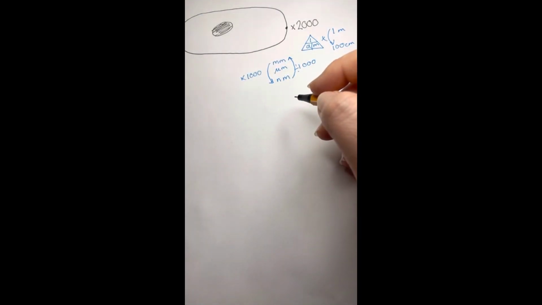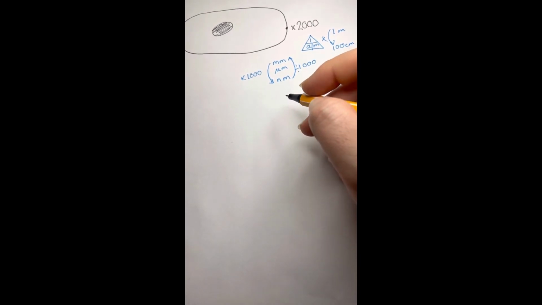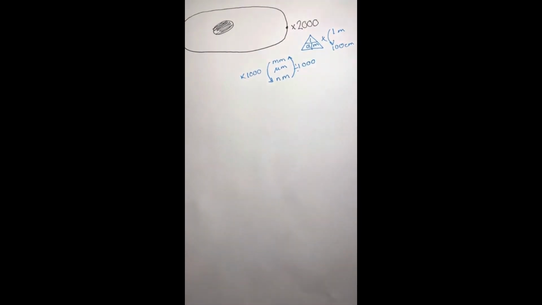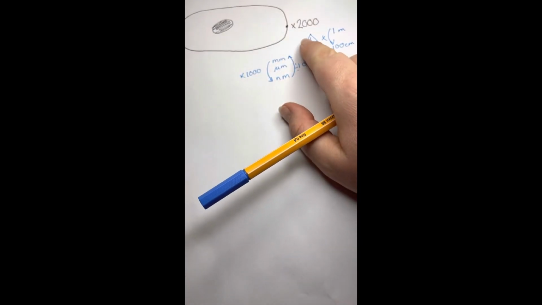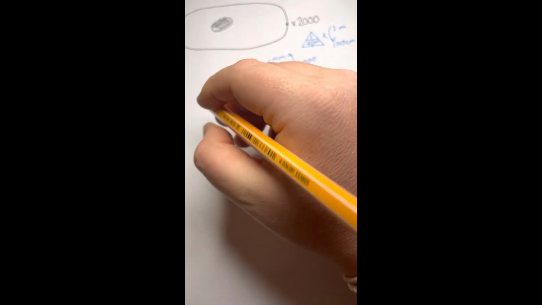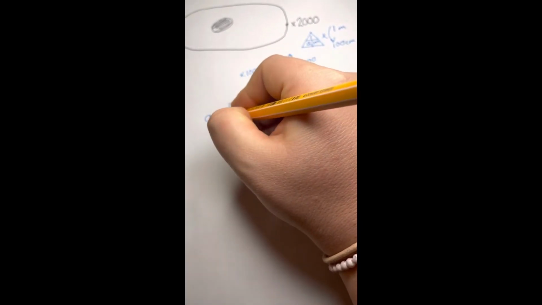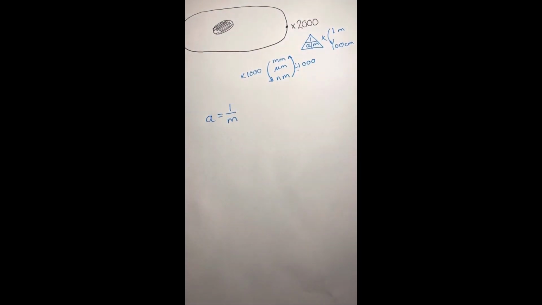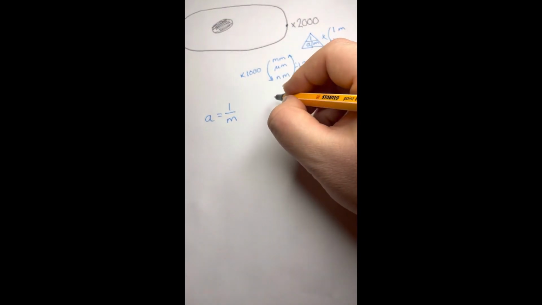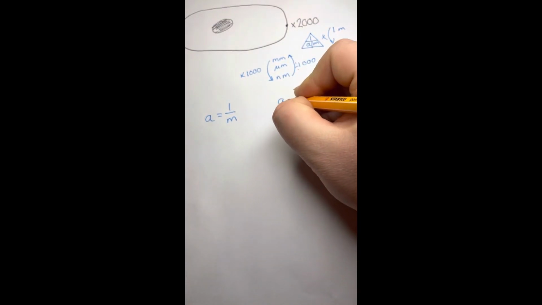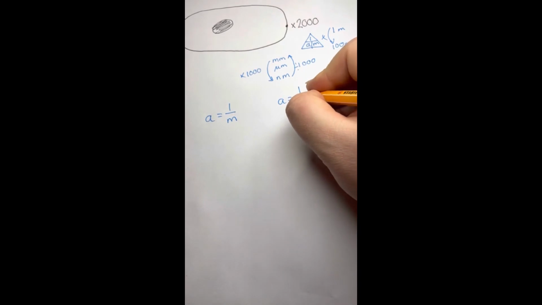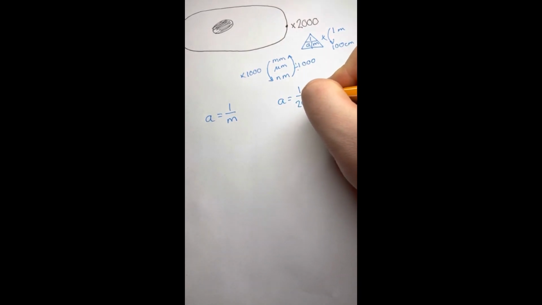This particular question states that it wants you to work out the actual size. So what you'd do first is you'd rearrange your equation. As we learnt before, you're going to cover up the A and it leaves you with the I and the M. So actual equals image over magnification. We already know what magnification is. It's times 2000. So let's put that in straight away. Actual equals image over 2000.